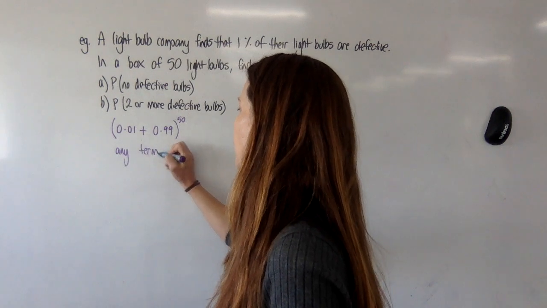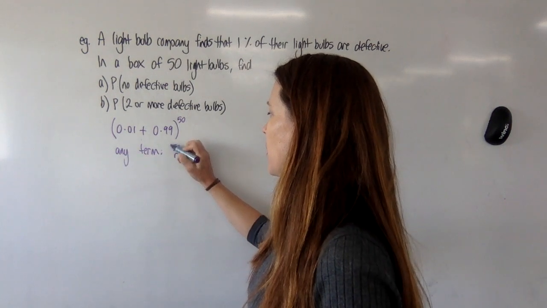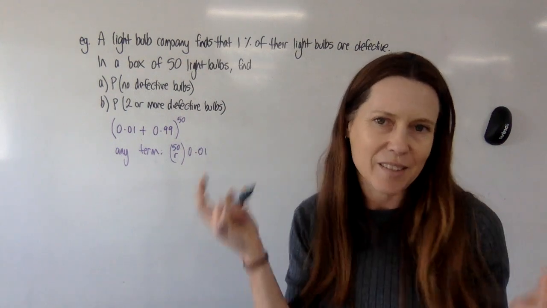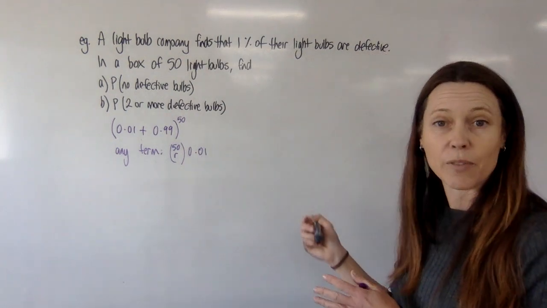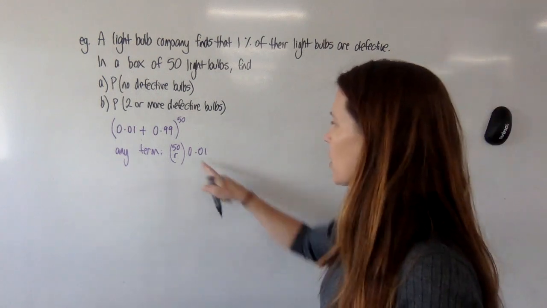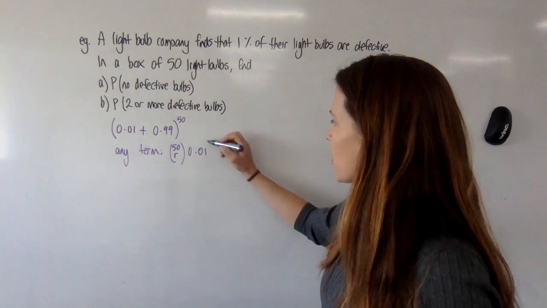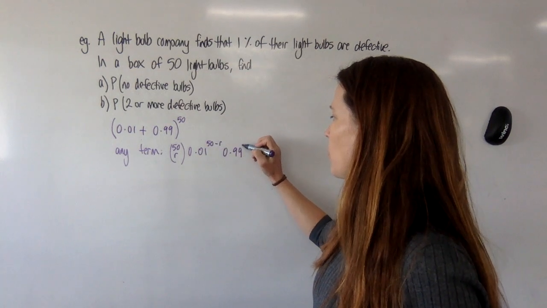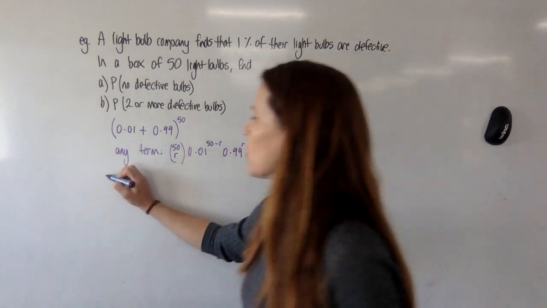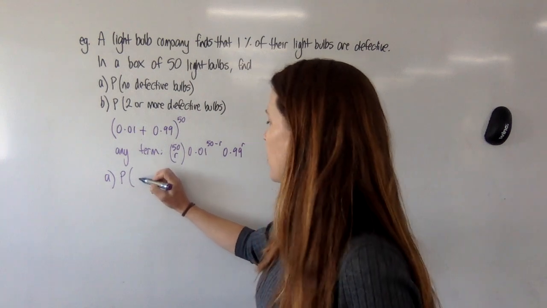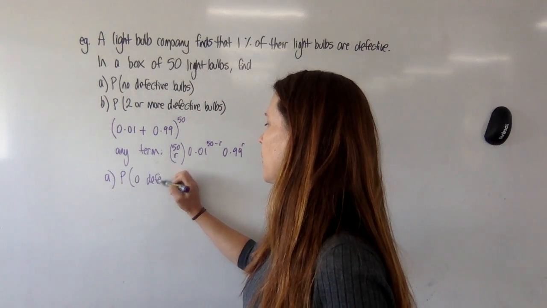So now I know that any one term is going to be 50 choose something, times 0.01. Now this is my success, which weirdly is how I've chosen to define it. You might do it the other way around, equally fine, as long as you're careful with your language. A defective one is going to be raised to 50 minus r, and a not defective one will be raised to r.